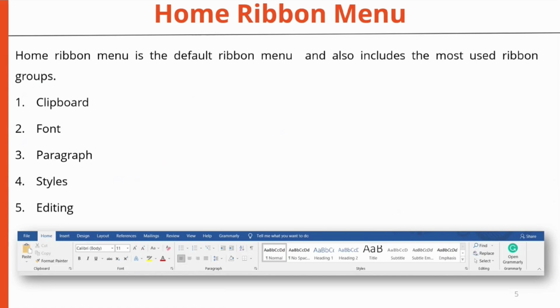What is the home ribbon menu? After you land in the blank document, the first ribbon menu that you see is the home ribbon menu. It is the default ribbon menu, and it also includes the most used ribbon groups. One of them is clipboard, font, paragraph, styles, and editing. So let us look into that. How do we use all of these functions?